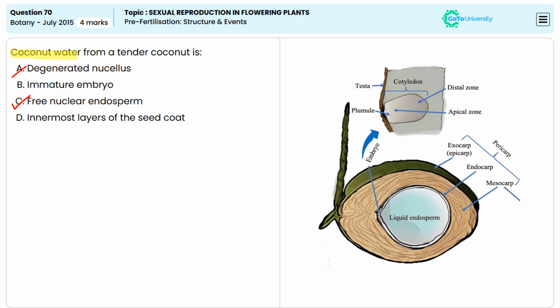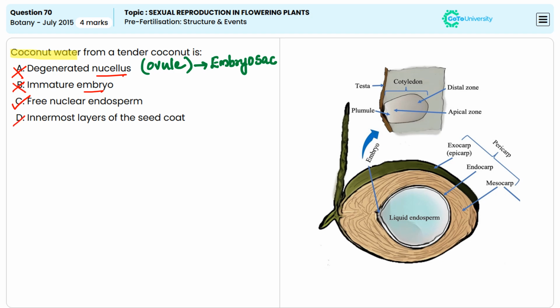Option A, degenerated nucellus. The nucellus is a part of the ovule that gives rise to the embryo sac, and it is not directly related to the coconut water. B, immature embryo. The embryo develops later after fertilization, and coconut water is not made from the embryo.